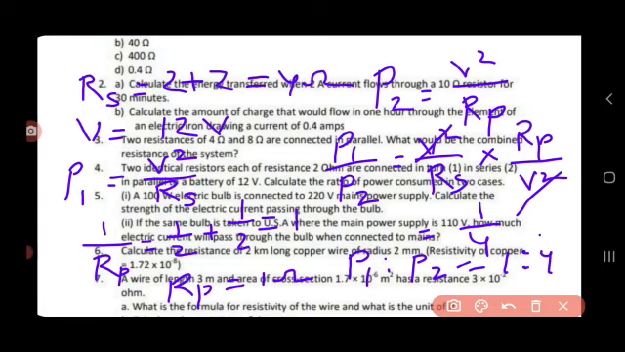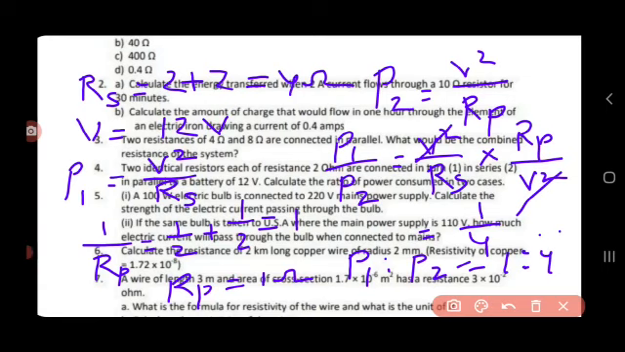We again calculate the power consumed in the second case, that is P2 equal to V square by Rp. Now we find the ratio of power consumed, P1 by P2, that is V square by Rs into Rp by V square. V square cancels out. Rp is 1 and Rs is 4, so that is 1 by 4. So P1 ratio P2 equal to 1 ratio 4, and that would be the desired answer. This is all about question number 4.